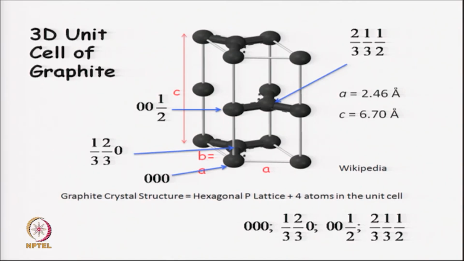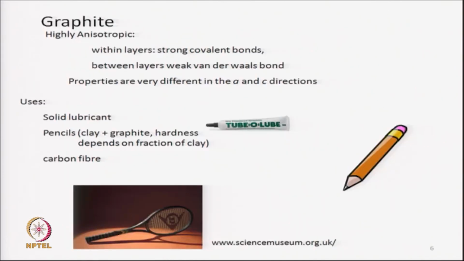So, it is hexagonal, but it is different from simple hexagonal which will have only 1 atom per lattice point. It is different from hexagonal close packed which will have 2 atoms per lattice point. This hexagonal structure has 4 atoms per lattice point. I end this video with a little bit of discussion on the uses and applications of graphite.